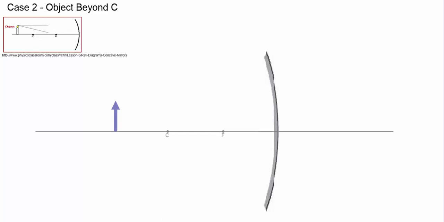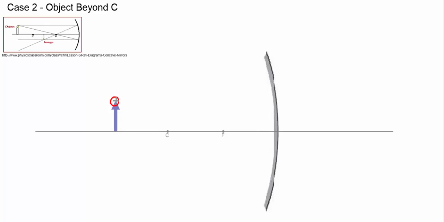What I want to try to do is locate where the tip of this arrow will reflect. We are going to have a little easier job finding the total arrow because the base of that arrow is on the principal axis, and everything on the principal axis will always exist on the principal axis after it's been reflected. And you'll see what I mean once I finish this off. So let's look at the tip of that arrow first. And so what we need to do is draw at least 2 construction rays and figure out where they converge.